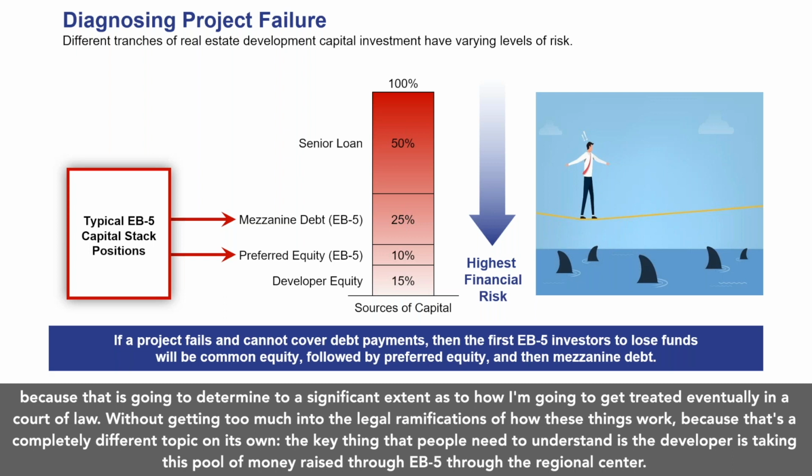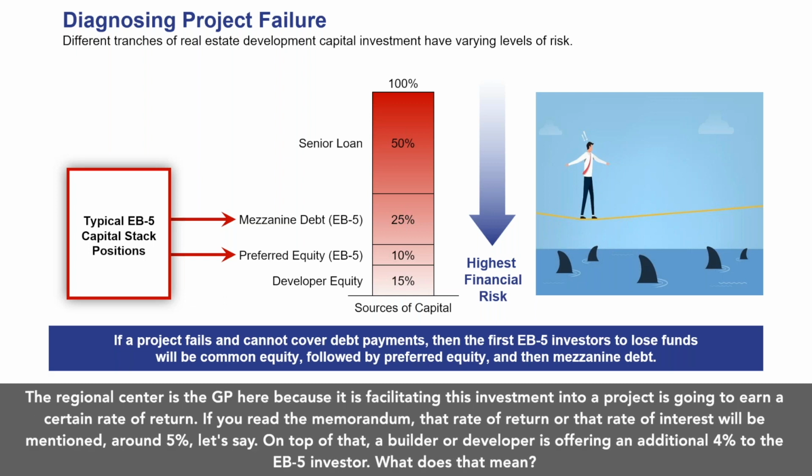Without getting too much into the legal ramifications of how these things work, because that's a completely different topic on its own, the key thing that people need to understand is that the developer is taking this pool of money raised through EB5 through the regional center. The regional center is the GP here. The regional center, because it is facilitating this investment into a project, is going to earn a certain rate of return. If you read the memorandum, that rate of interest will be mentioned, around 5%, let's say.